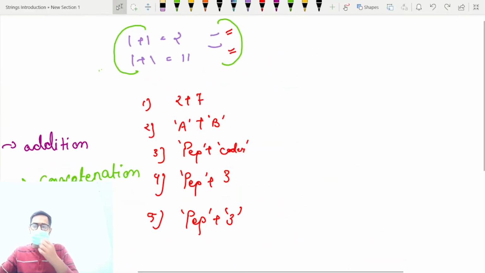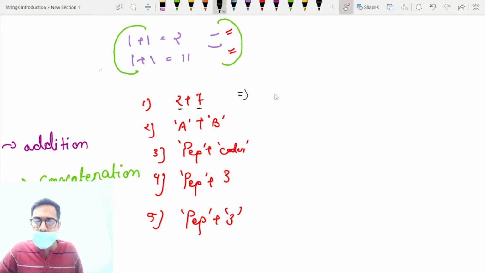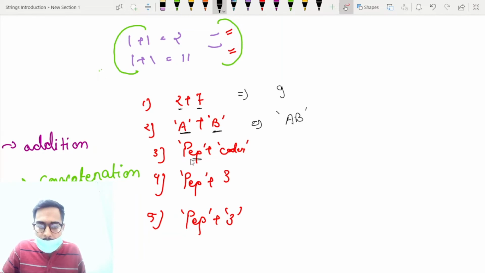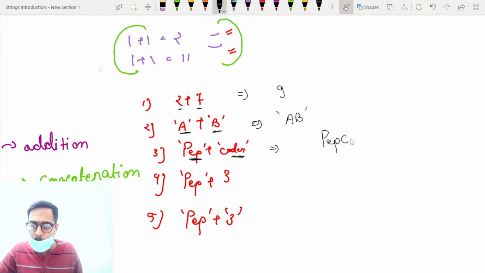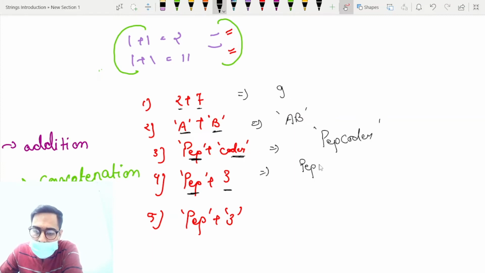Let's determine the solution for all these questions. The first one: 2 is an integer, 7 is an integer, so the output will be 9. A is a string, B is a string, so the output will be AB in string format. Pep is a string, coder is a string, so the output will be pepcoder as a string. Pep is a string, 3 is an int. The output will be pep3, or 3, or invalid.